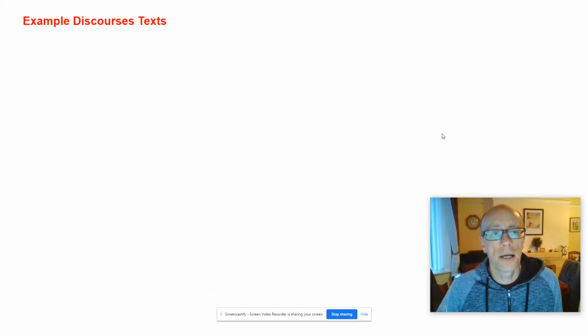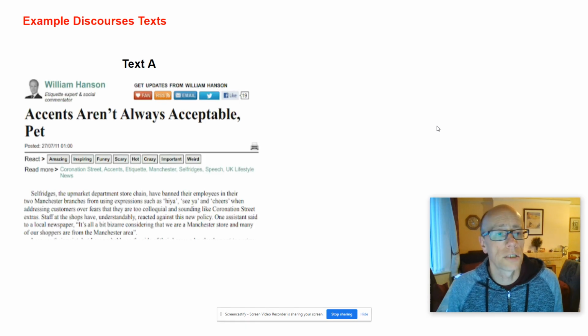Okay, so let's now go to a couple of examples of discourse texts. Here's the first one. This is taken from the good old Huffington Post. Text A, this is written by somebody called William Hanson, who prides himself on being an etiquette expert and social commentator. Good heavens. And so this one is called Accents Aren't Always Acceptable, Pet. And that's the beginning of that text. So there you are. You've got an online opinion article that's written by somebody who calls himself an etiquette expert and social commentator. So there's one example.